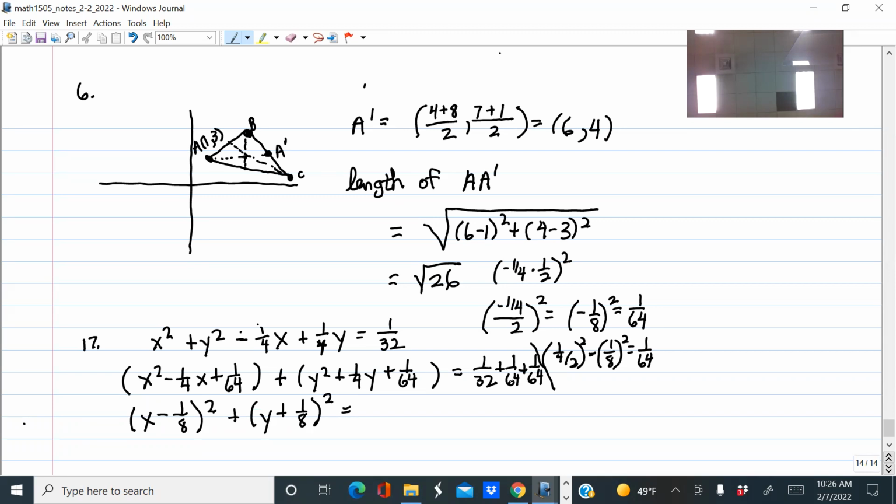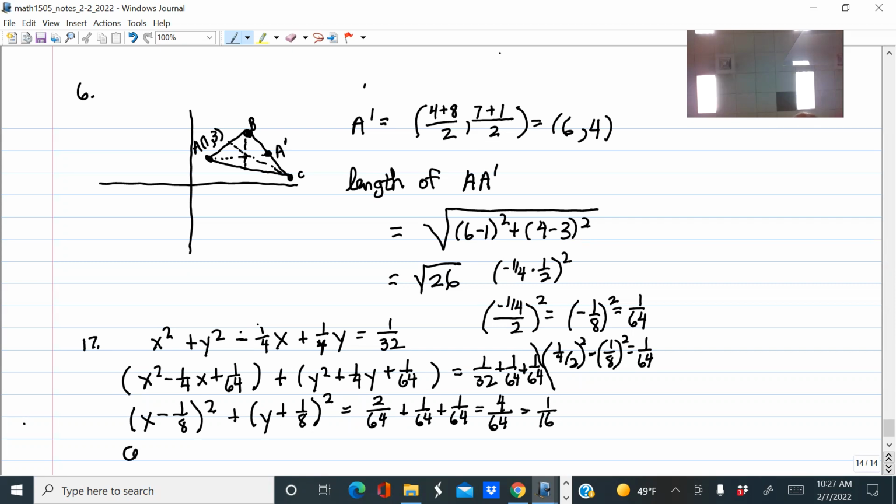But now we do have to figure out what's 1/32 plus 1/64 plus 1/64. Well, let's convert those to 64ths. 1/32 is 2 over 64, correct? Plus 1 over 64 plus 1 over 64. And that turns out to be 4 over 64. And 4 divides into 64, fortunately, 16 times. So you can reduce 4 over 64 to 1/16. So you just get 1/16 on the right-hand side. So there it is. x minus 1/8 squared plus y plus 1/8 squared equals 1/16.